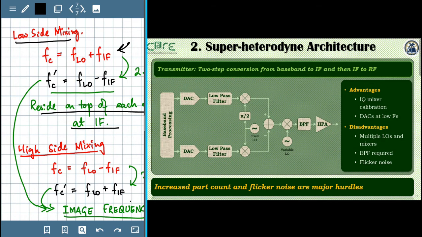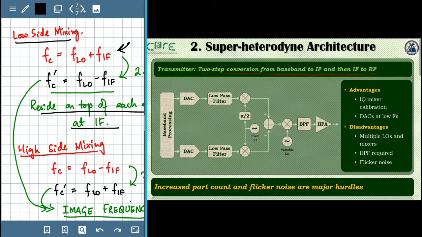Now let's move ahead and have a look at the second type of RF front-end architecture, which is the super heterodyne architecture. The super heterodyne architecture involves a two-step conversion, from baseband to IF and then IF to the RF. This is something which we have also discussed in the previous part of the tutorial: the frequency translation taking place in two steps.